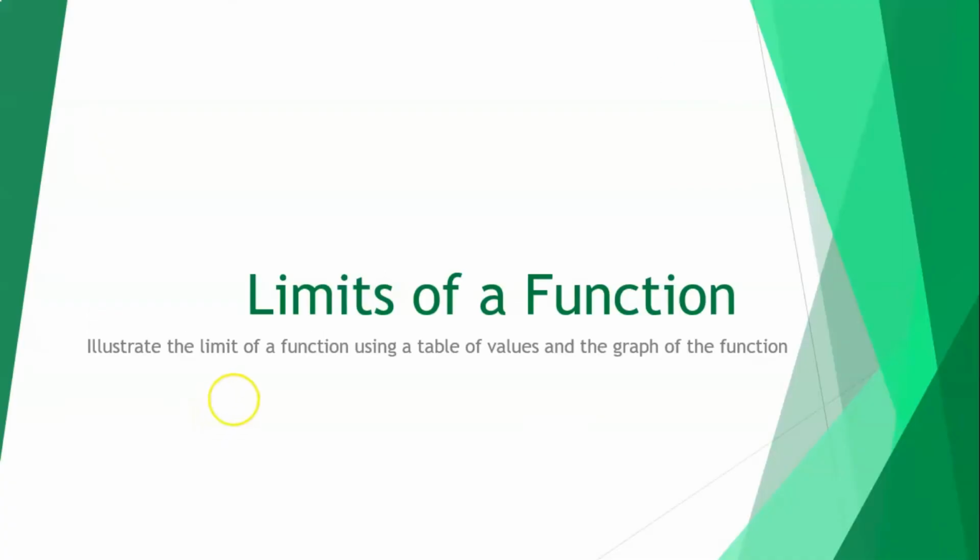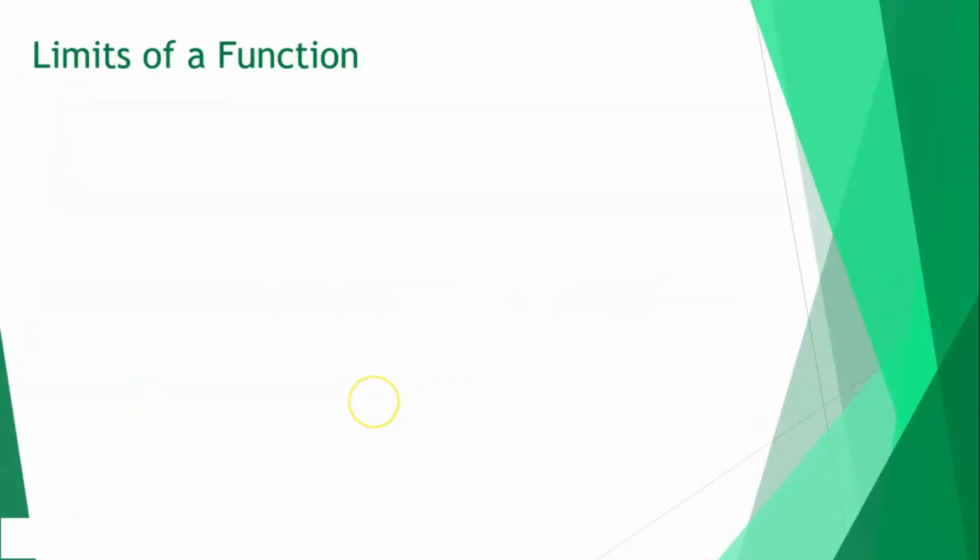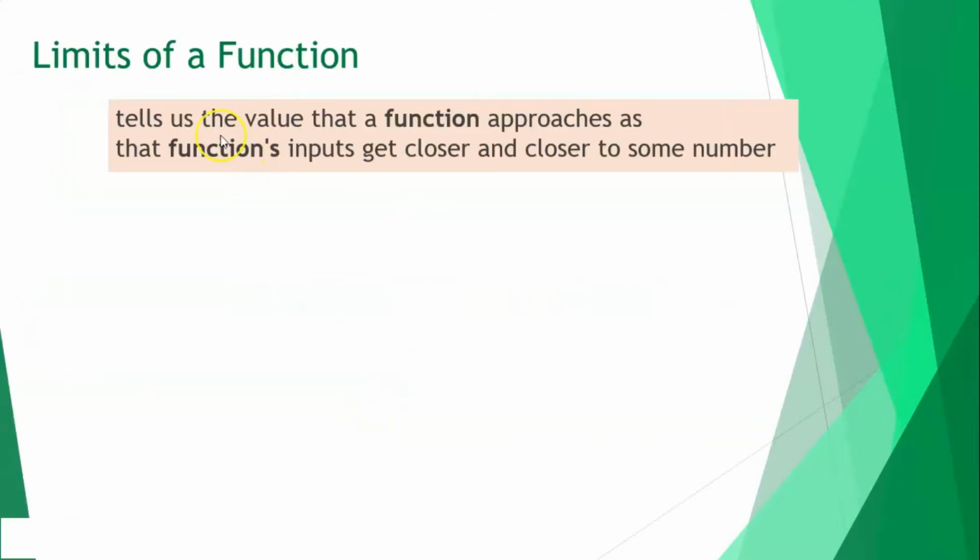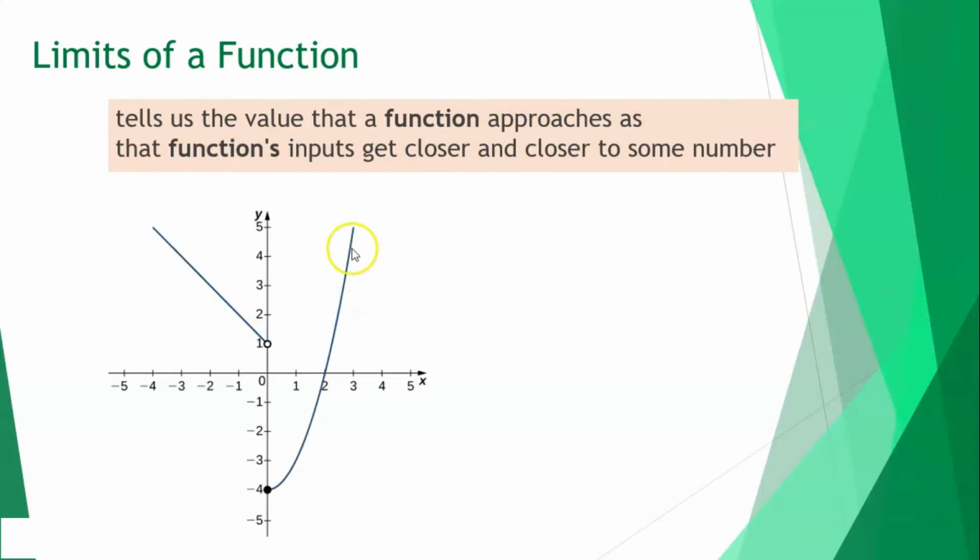Hello everyone. In this video, we will learn all about limits of a function. Limits of a function tells us the value that a function approaches as that function's inputs get closer and closer to some number, just like this one. As this graph approaches 0, its value is -4, while as the other graph approaches 0 from the left, it is approaching 1.